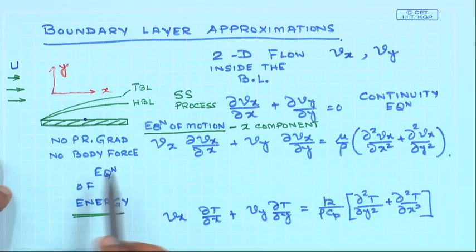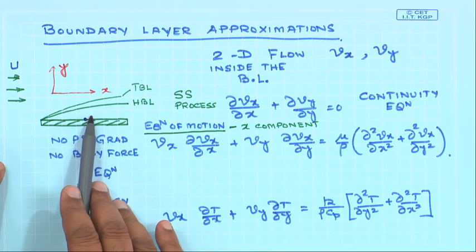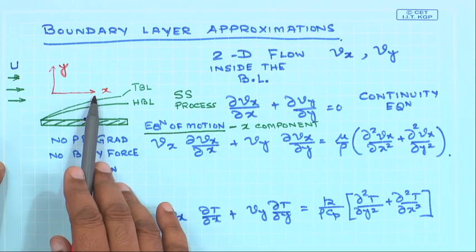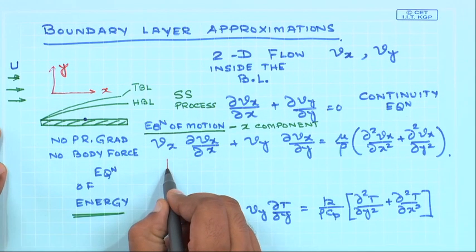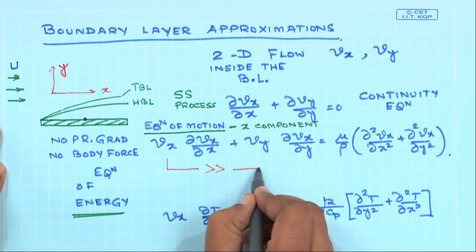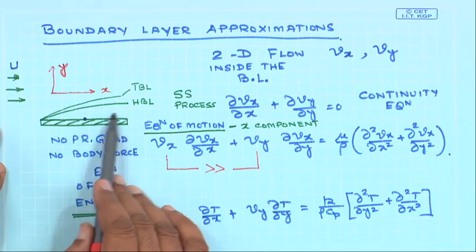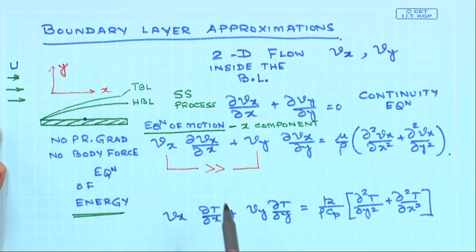So as you can see, most of the flow is in the x direction. There is very little flow in the y direction. So which tells you that this Vx must be very large in comparison to Vy. So Vx is going to be large in comparison to Vy.